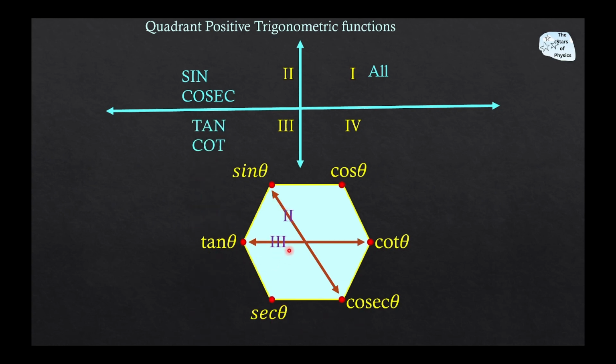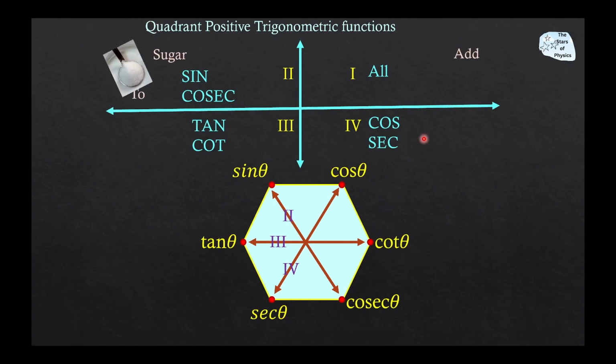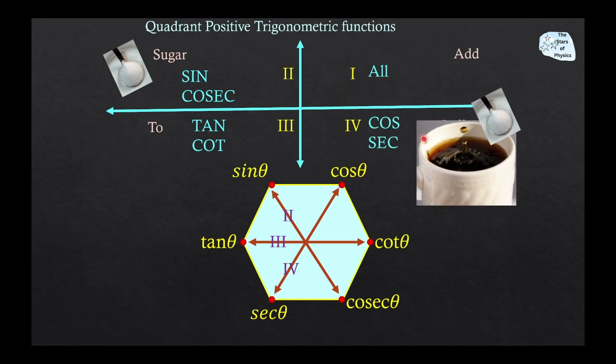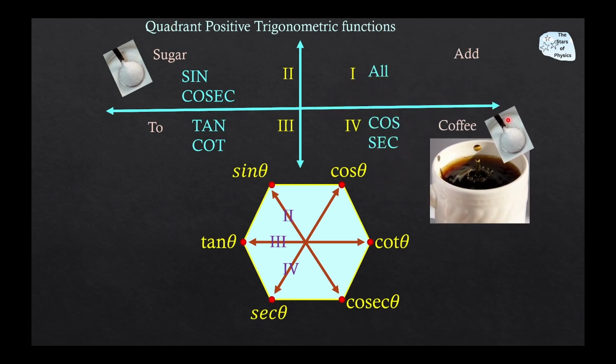In the third quadrant, so here we have the third quadrant, tan of theta and its reciprocal, they are positive, and all remaining trigonometric functions are negative. And in the fourth quadrant, we have cos of theta and its reciprocal, that is sec of theta, are positive, and all other trigonometric functions are negative. Now to remember this, there is an easy way, that is just remember add sugar to coffee.